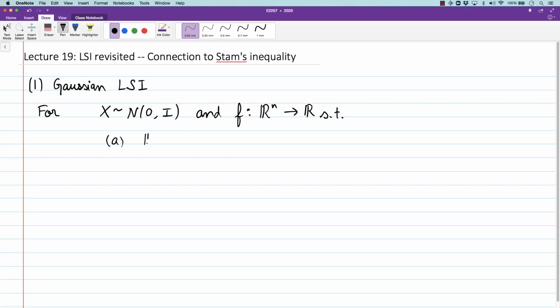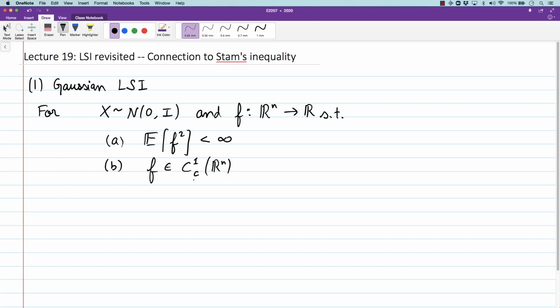First, that this function has finite second moment, and second, that this function is continuously differentiable. And let's say it also has a compact support. So suppose you have such a function.